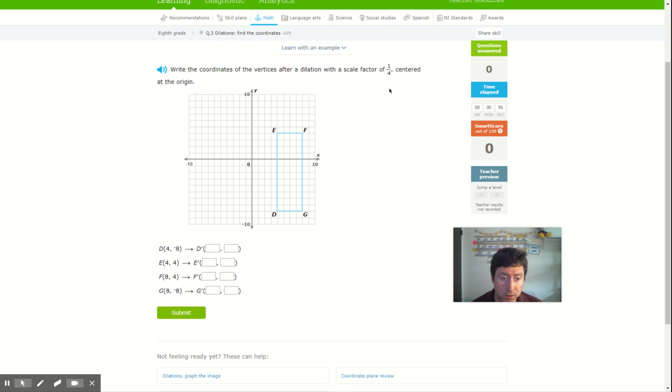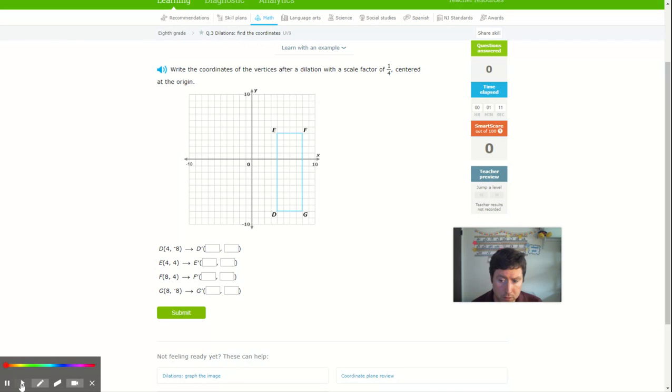When we shrink the figure, like in this case, we use division, and you divide by the denominator of the fraction. So the denominator in this fraction is 4. So what you're going to do here is take each of these numbers and divide by 4.